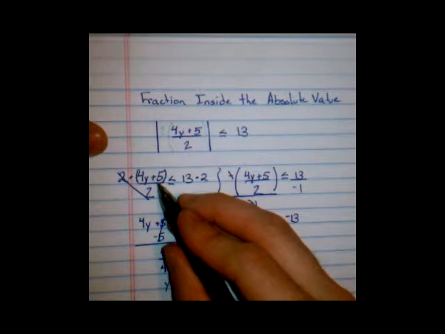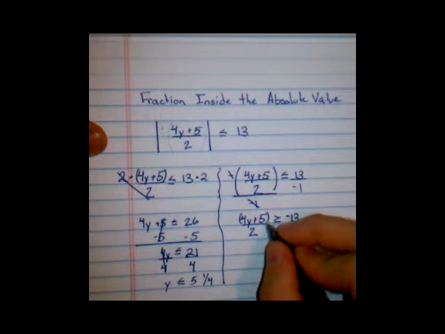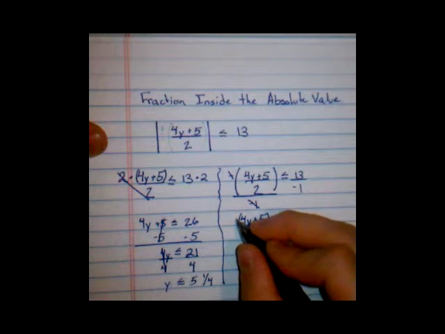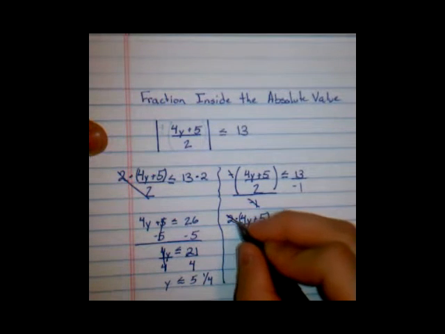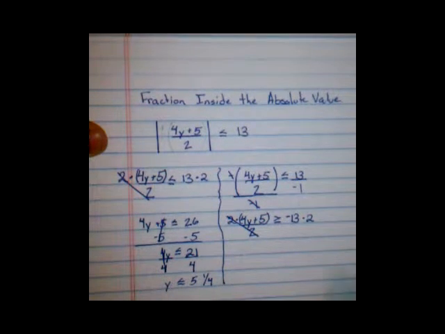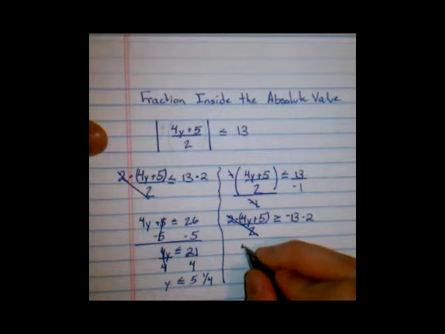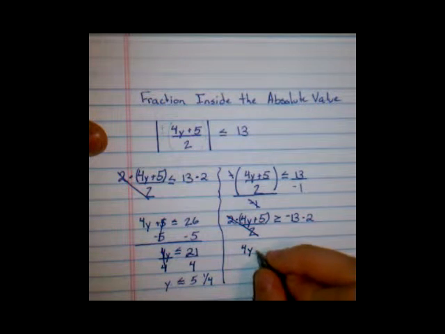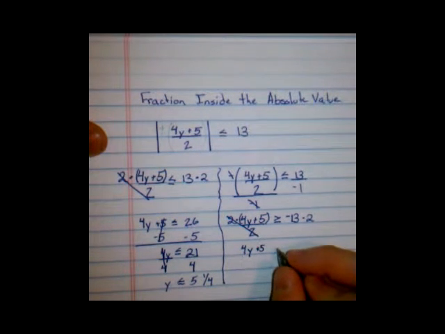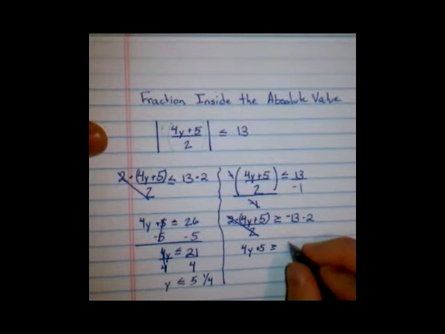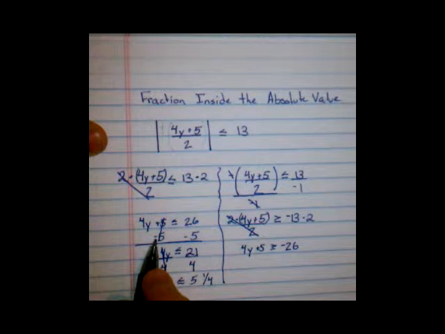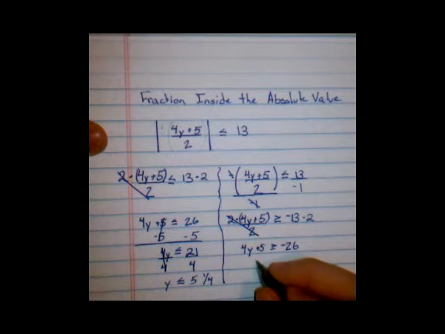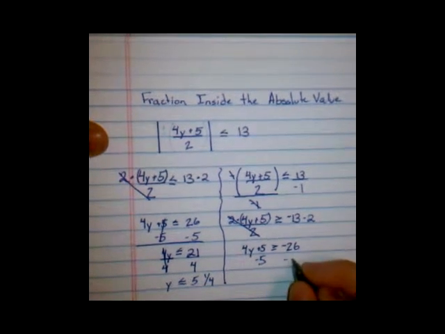Same process as we just did. The whole quantity is divided, so you undo division by multiplying by 2 on both sides. 2 divided by 2 is 1. It's gone. Parentheses are no longer needed. There's no multiplication there. 4y plus 5 greater than or equal to -26. Earlier we subtracted 5. I'll do the same thing here. Subtract 5 on both sides.